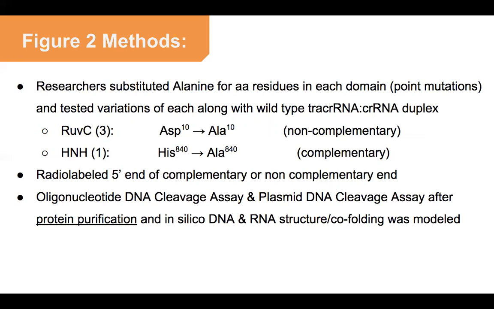And then scientists also radio-labeled the 5' end of the complementary or non-complementary strand, and then based on the products of gel electrophoresis, you will be able to see some phosphoimaging. We'll be able to see which side, complementary or non-complementary, is cleaved depending upon which motif or domain has been mutated. And so the types of assays that we're going to do are an oligonucleotide DNA cleavage assay and a plasmid DNA cleavage assay. This is going to be after the Cas9 protein has been purified, and after the DNA and RNA structure has already been mapped out. Like I said, it's a pretty highly conserved protein. It's got a lot of common analogs in other species, and it's something they had pretty good information about.